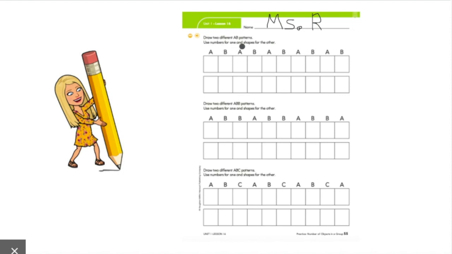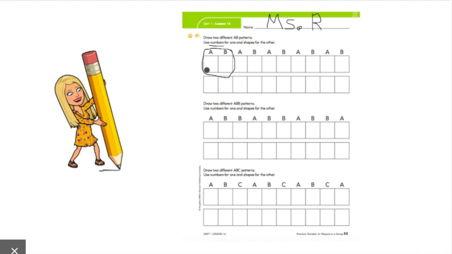Use numbers for one and shapes for the other. Oh, easy peasy lemon squeezy, kindergartners, because we have been practicing this. So first it says use numbers for one. It already labels it for us. We already know that in this box we're going to make the A. The next box we're going to make the B. And then it starts back over with an A. So everything that we draw in these 2 boxes, it's going to repeat the rest of the way.